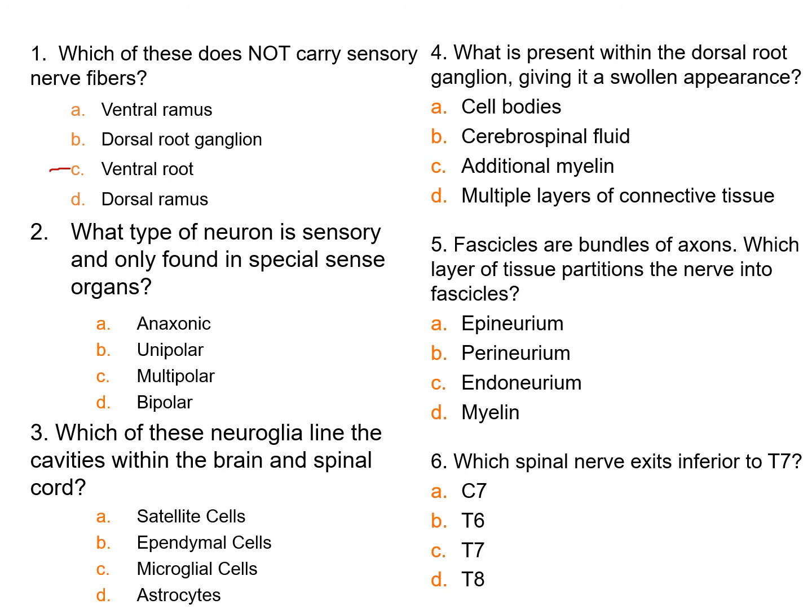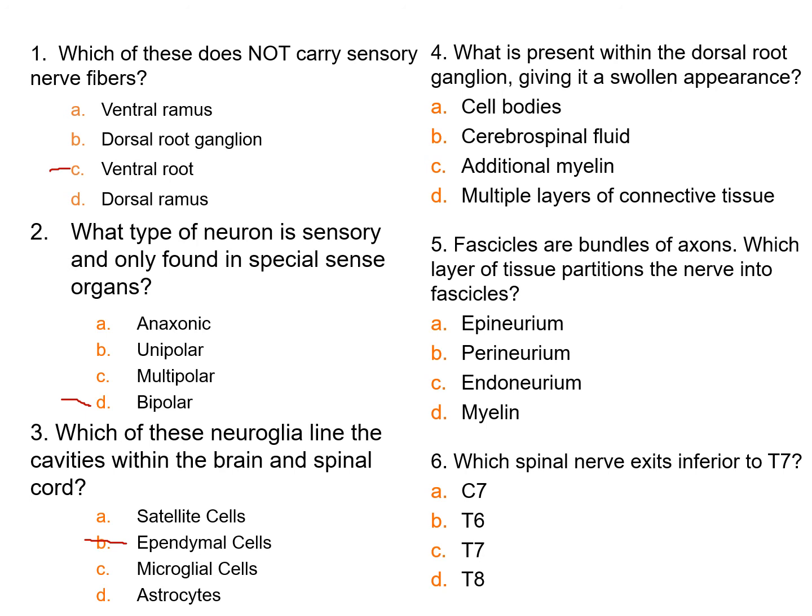There are a couple different types of neurons. These neurons are generally multipolar in the central nervous system. They're generally unipolar if we're talking about sensory, peripheral neurons, and there are very specialized, very rare neurons that are called bipolar neurons, and they're only in the special senses. Which of these neuroglia, so specialized helper cells within nervous tissue in particular, line cavities within the brain and the spinal cord? That would be the ependymal cells.